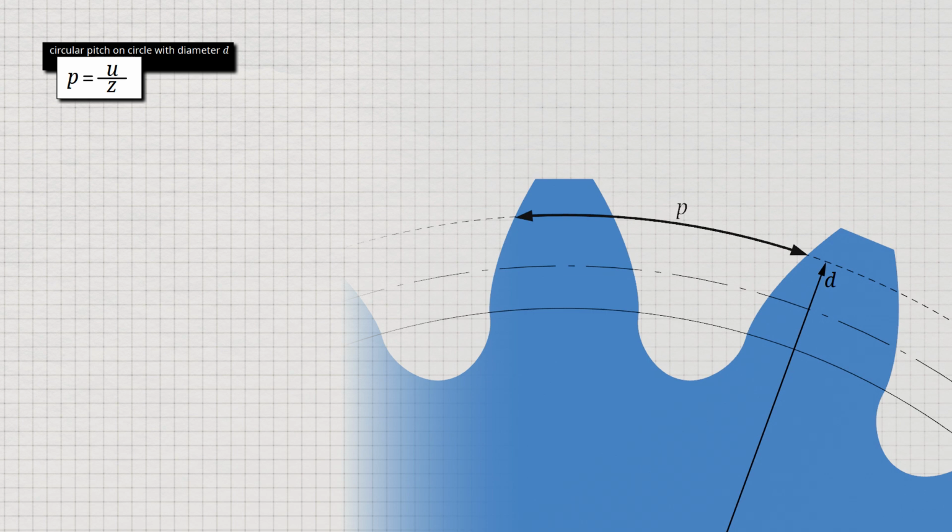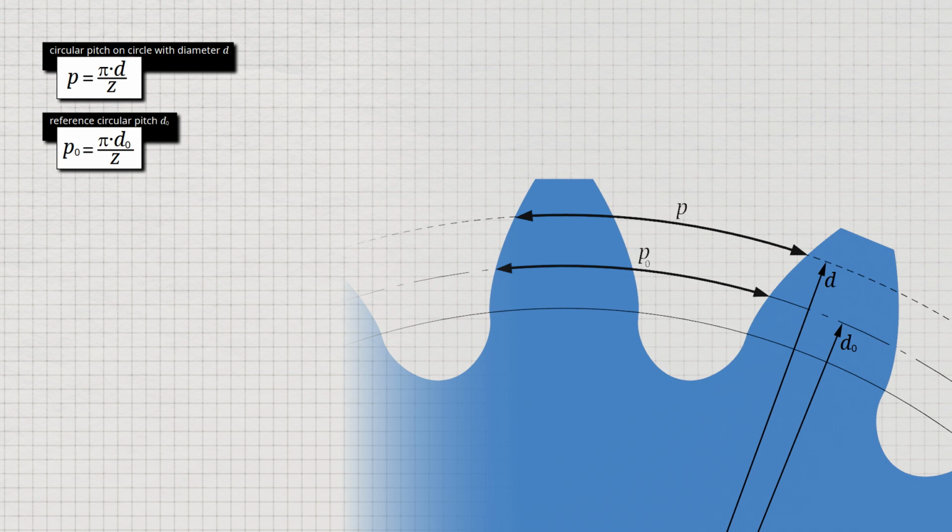Now let's calculate the circular pitch of a gear. The pitch p is the distance between two teeth. This pitch depends on the diameter being considered. For any given diameter, the pitch p is calculated by dividing the circumference u of the circle by the number z of teeth. If the circumference is expressed as the product of the number pi and the diameter d, the circular pitch is calculated as shown. If we do not consider an arbitrary diameter, but the reference pitch circle diameter d0, we obtain the reference circular pitch p0, which must ultimately be the same for all gears so that they can mesh with each other.